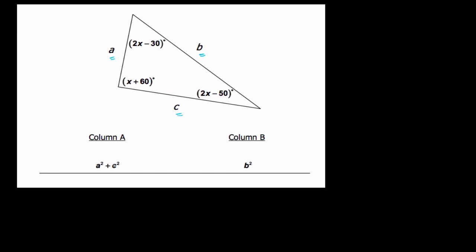Now we are told to determine the quantity in column A and the quantity in column B, and to determine whether they are equal or which of them is greater. Or maybe the information we are given is not sufficient to determine the relationship between the two quantities.